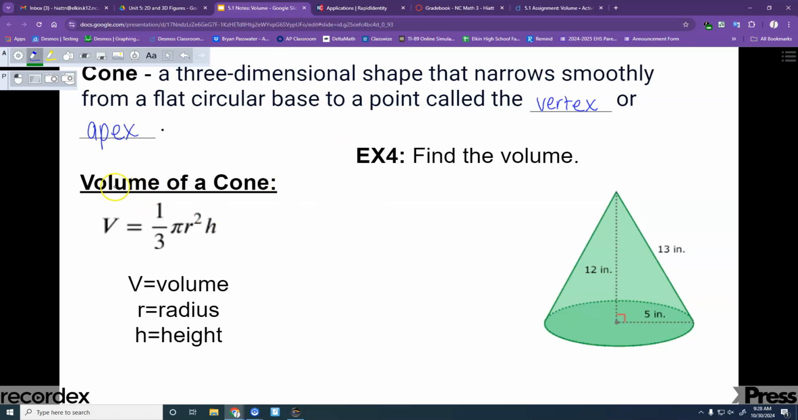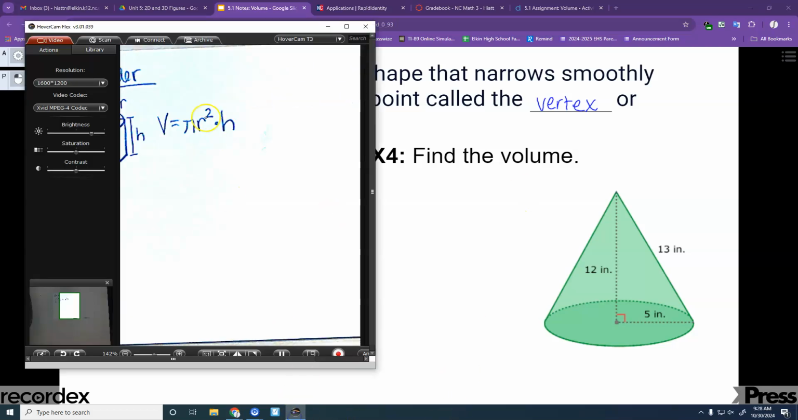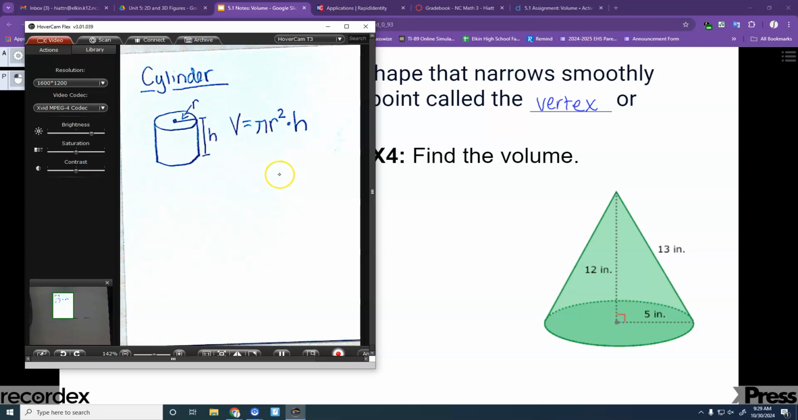So, the volume of a cone is just a third of the volume of a cylinder, right? So, we need to add this to our note card, and Angel, pass that back to Hannah so she's got a note card. So, for our note card, let's add a cone.